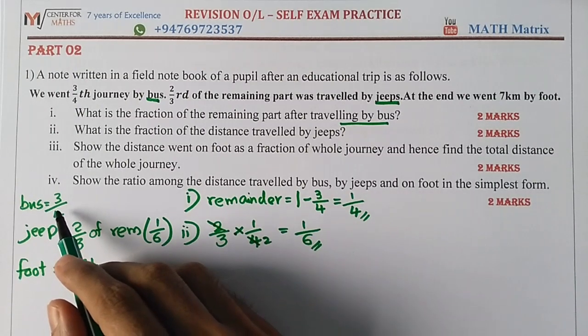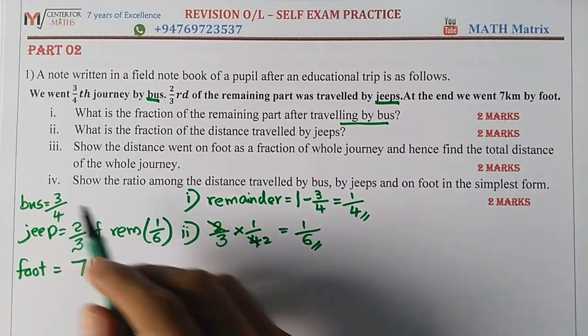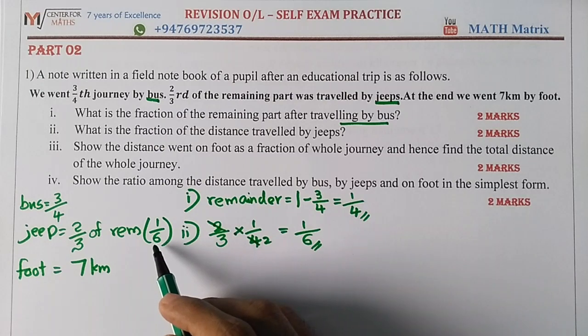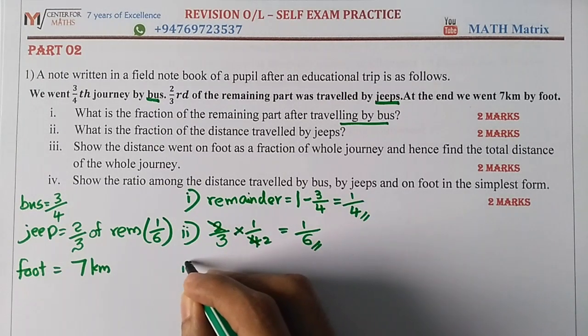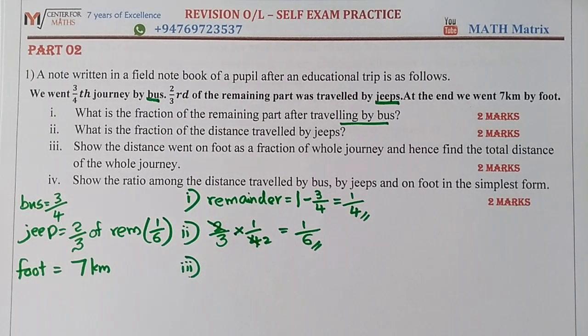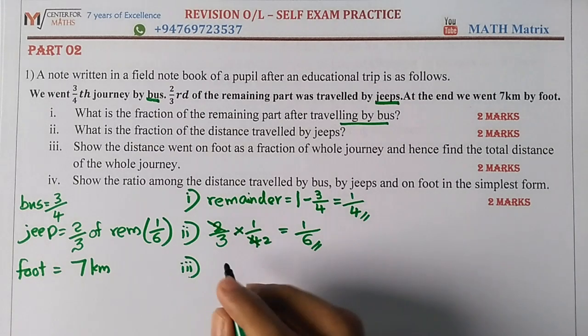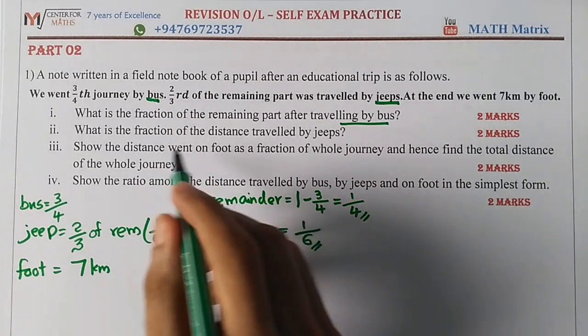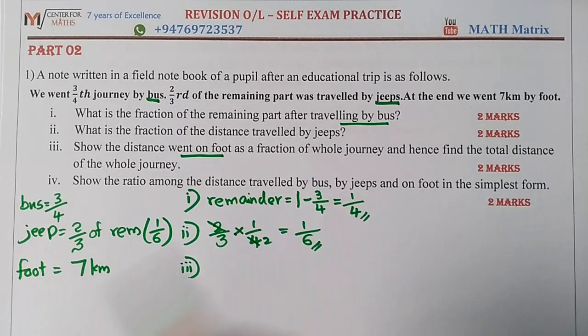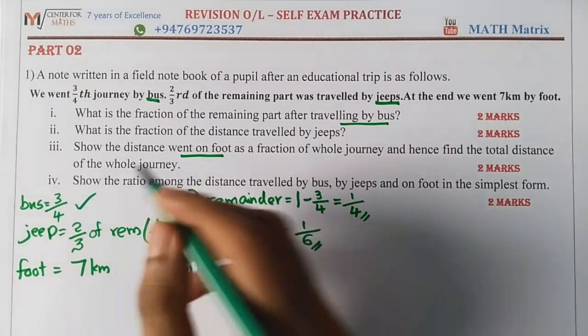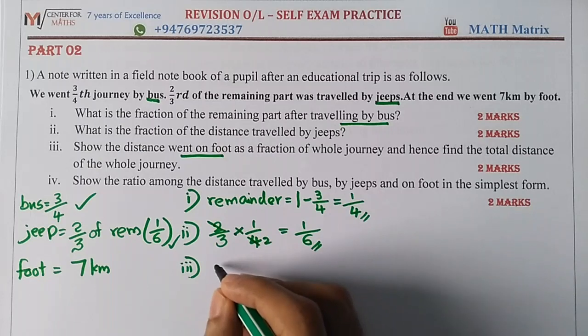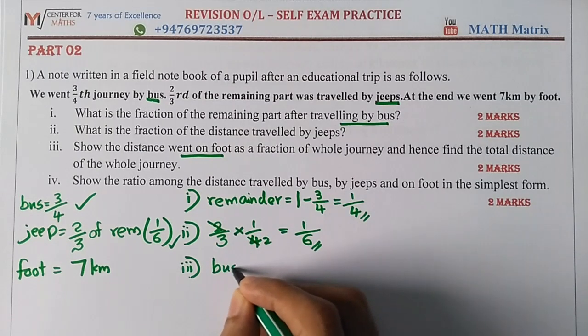And the fraction of bus is 3/4 and by jeep is 1/6. Right. And now the third question. Read that carefully. Show the distance went on foot as a fraction of the whole journey. So first of all, they are asking us to find the fraction. How to find the fraction which they have traveled by foot? To find that, first we have to add them both, by bus plus by jeep.